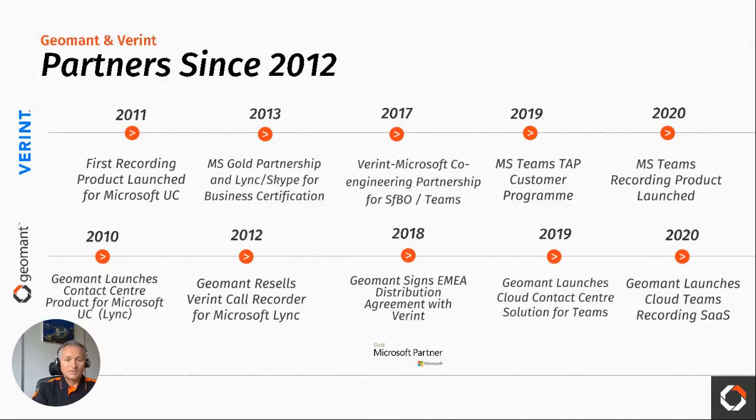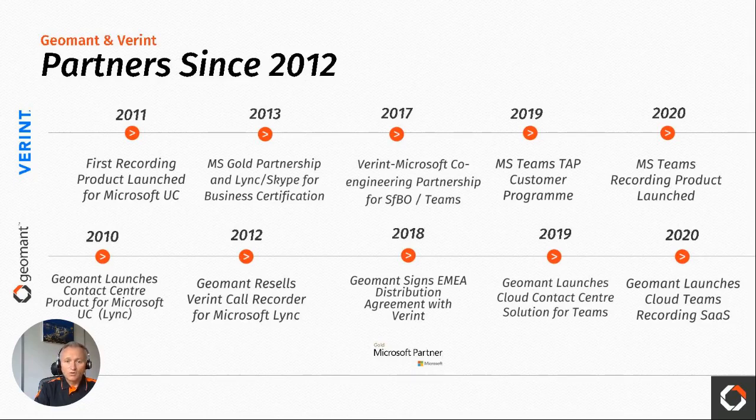I want to start the webinar by sharing some of our credentials in this area and explaining how our two organizations came to be working together. Most of you will already know Verint as a market leader in customer engagement solutions and specifically around compliance and quality recording on a variety of telephony and contact center platforms. Geomant, meanwhile, are a specialist customer interaction systems integrator, and we have our own portfolio of contact center and digital engagement software. And we've been working with Microsoft Unified Communications for over a decade.